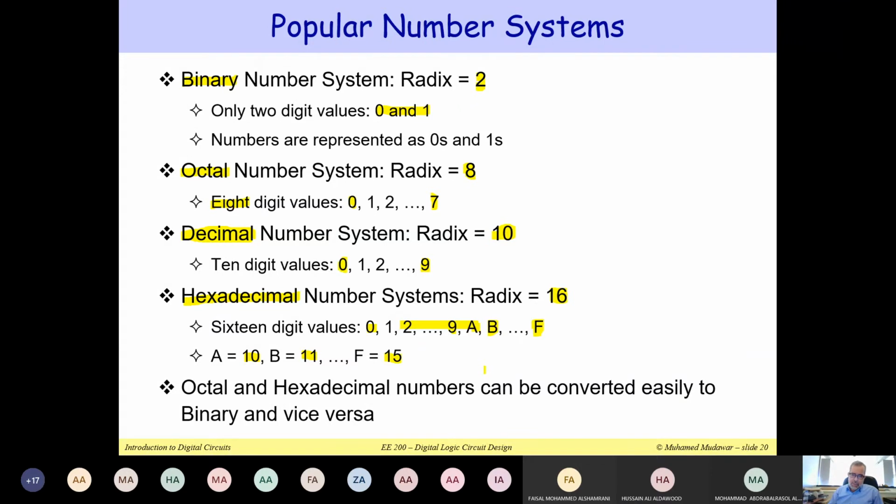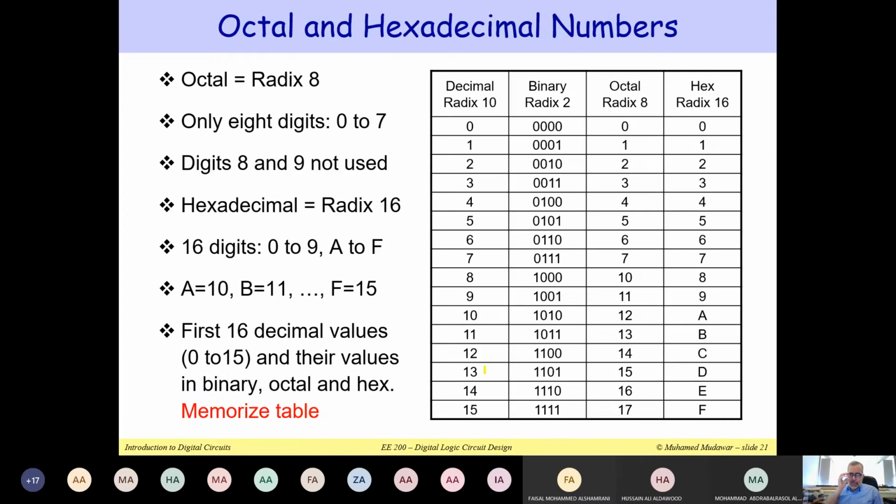Okay, let me show you. Before I do this, let me show you this table here, the octal and the hexadecimal numbers. Remember that decimal means that the radix is 10. Hexadecimal means that the radix is 16. So notice that the radix here is 10. This is decimal. And for hexadecimal, I'm just writing here hex. It means that the radix is 16.